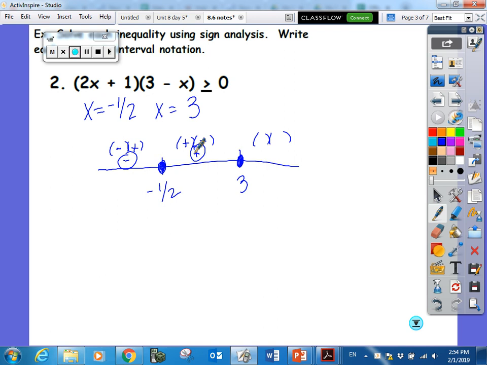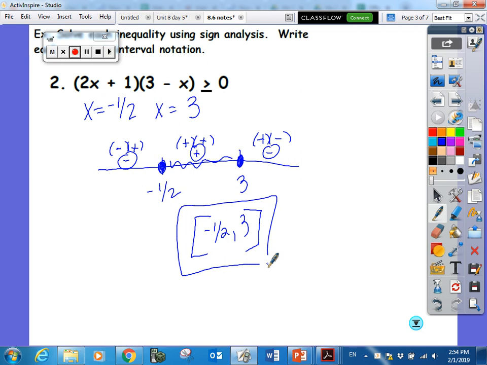And then if I plug in 6, I get plus. 3 minus 6 is minus. So that section is negative. And I want greater than or equal to 0. So that's that middle section. Bracket, negative 1/2 to 3 bracket. Those are the values that make that polynomial, if we were to multiply it out, positive.